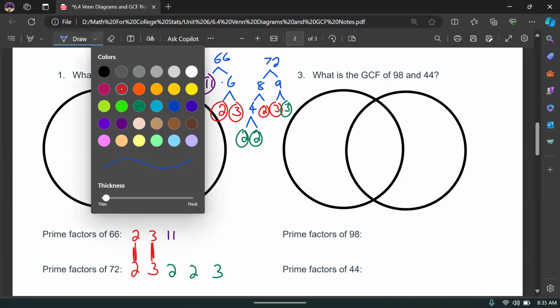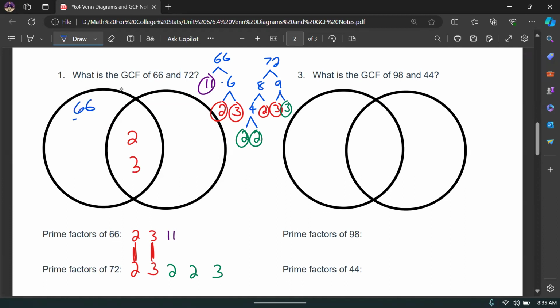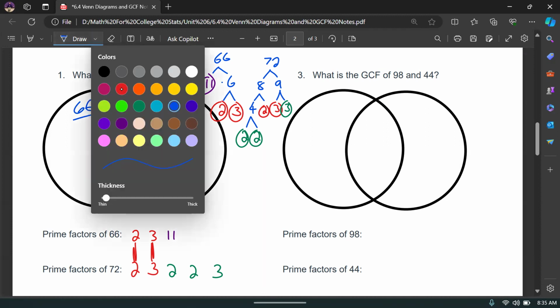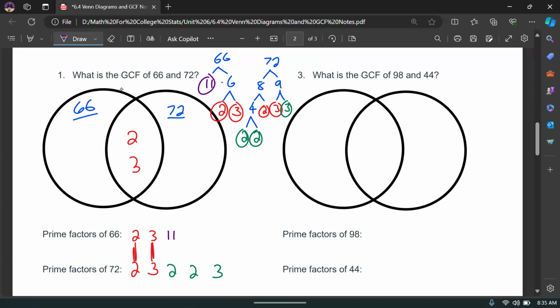Let's go ahead and make sure I label these as well. So this side will be 66, this side will be 72. All right. So they have the common factors of 2 and 3. Now don't forget there is still the 11 that goes with the 66 side, and there's still the extra 2s and 3s that go with the 72 side.